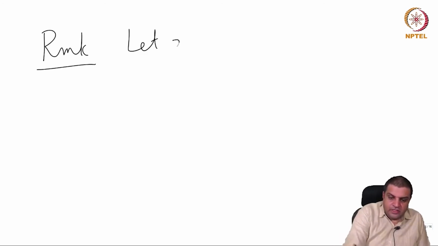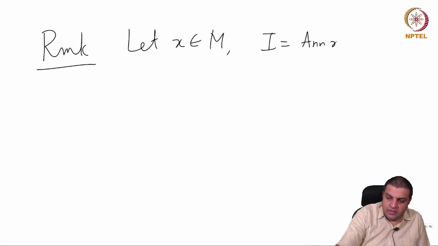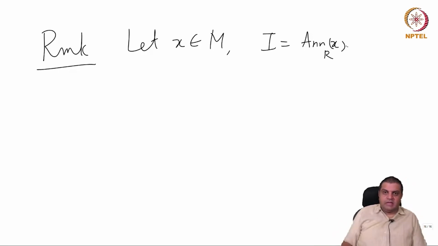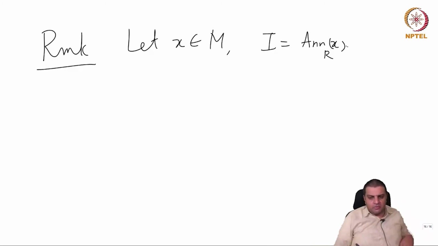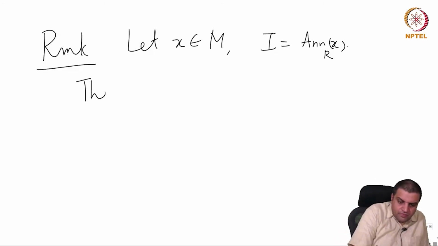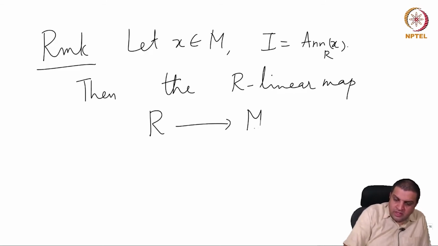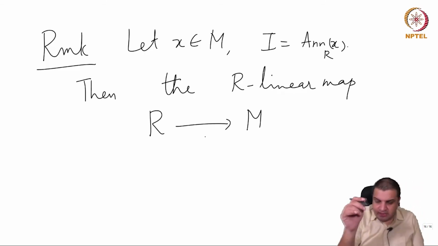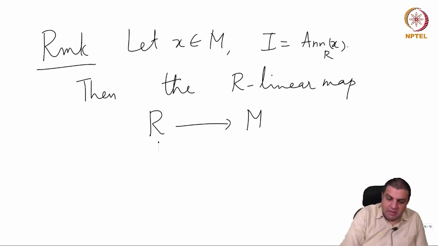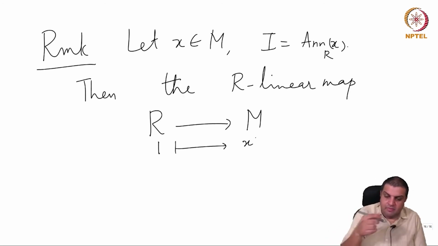Let x be inside M and I the annihilator of x. We observe that the annihilator is an ideal. Then, given any R module and an element inside the module, there is a natural R linear map from R to M which takes 1 to that element.